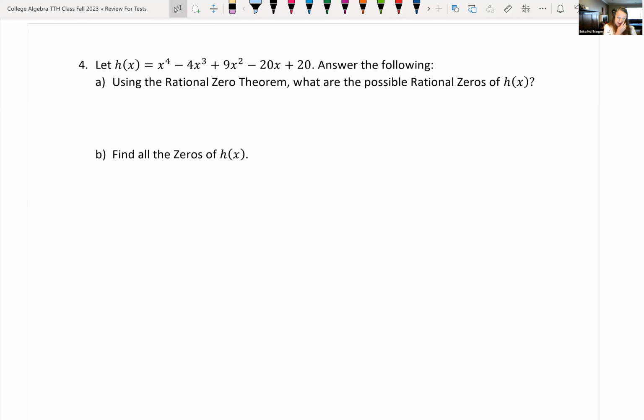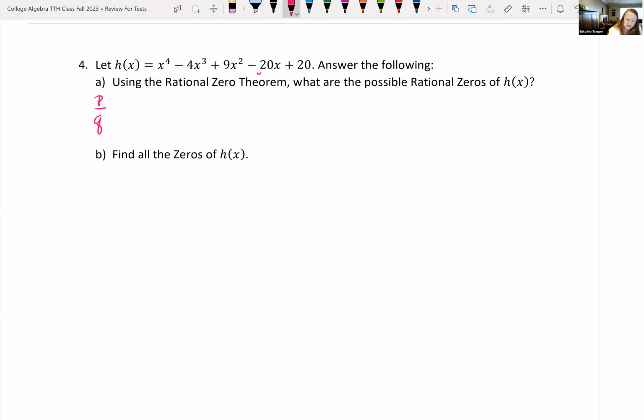So the next question on this exam, h of x is equal to x to the fourth minus 4x cubed plus 9x squared minus 20x plus 20. Use the rational zero theorem. What are the possible rational zeros of h of x? So rational zero theorem, that was where we look at the p divided by q.